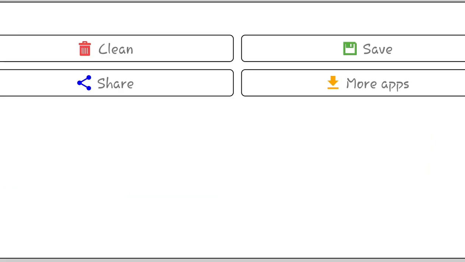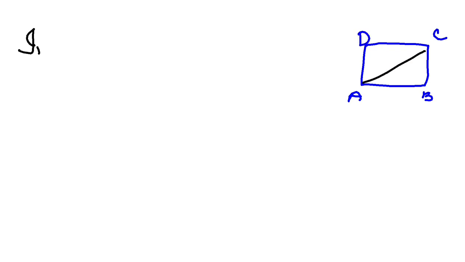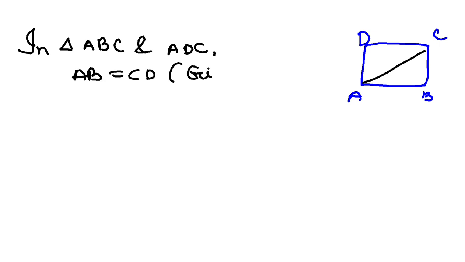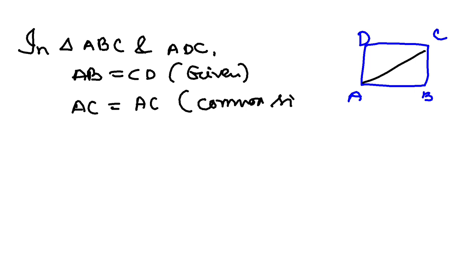Let me write it for you. Let us draw the quadrilateral again, ABCD. AC is the construction. So now if I take the triangle ABC and ADC, I have AB equal to CD, that is given. Then I have AC equal to AC, that means the common side, isn't it? Okay, good if you're following me.